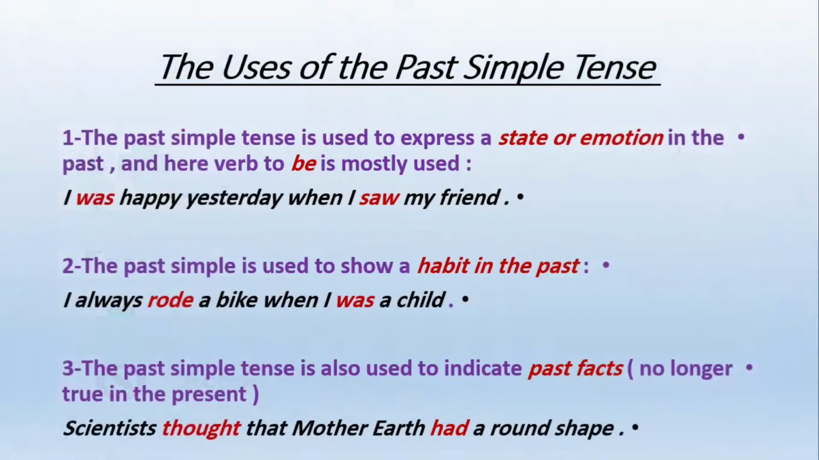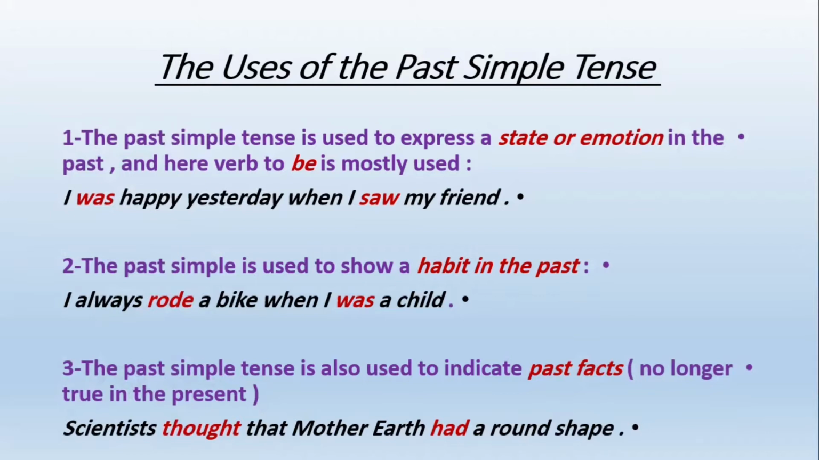After that, the second main idea to know about the past simple is what are the uses of the past simple tense. We have three main uses of the past simple. Number one, the past simple is used to express or to indicate a state or emotion, a state of mind or feeling or emotion like that. And here, verb to be is most famous. Like for example, I was happy yesterday when I saw my friend. Look, I was. The verb was is a past form of is and am in the present simple.